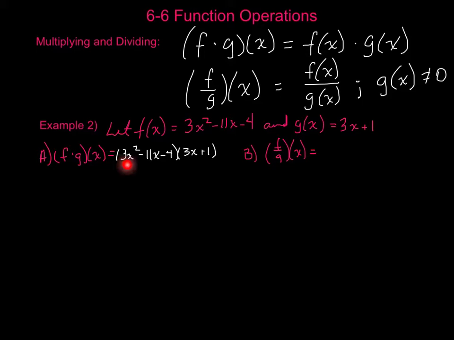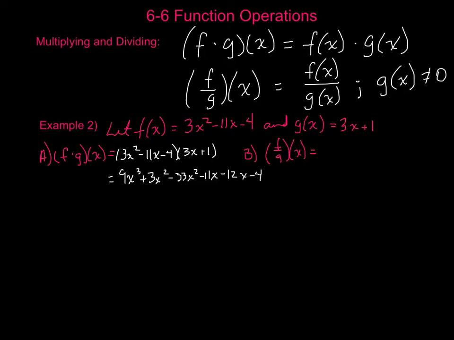So first, take the 3x squared and distribute to 3x plus 1, and that will give us 9x cubed plus 3x squared. Repeat with negative 11x, distributing to 3x plus 1, and that will give us negative 33x squared minus 11x. And repeat once more with negative 4, distributing to 3x plus 1, to get negative 12x minus 4.